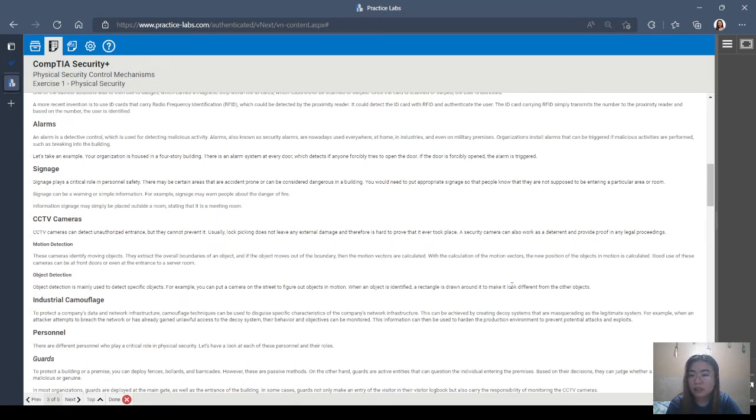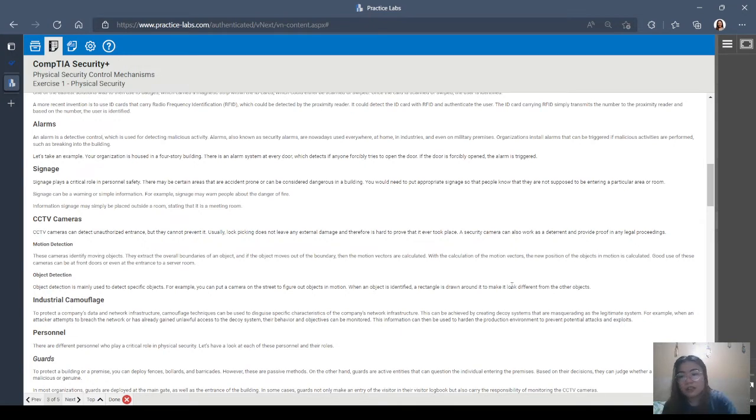Object detection is mainly used to detect specific objects. For example, you can put a camera on the street to figure out objects in motion. When an object is determined, a rectangle is drawn around it to make it look different from the other objects.